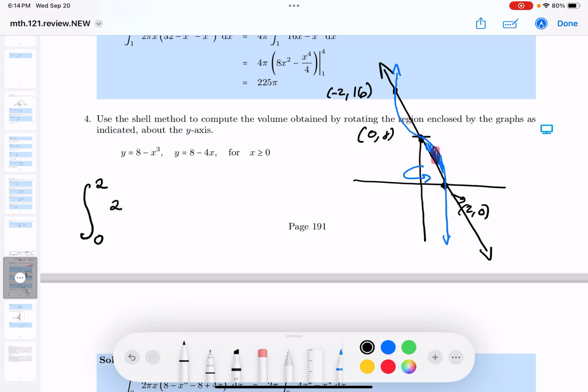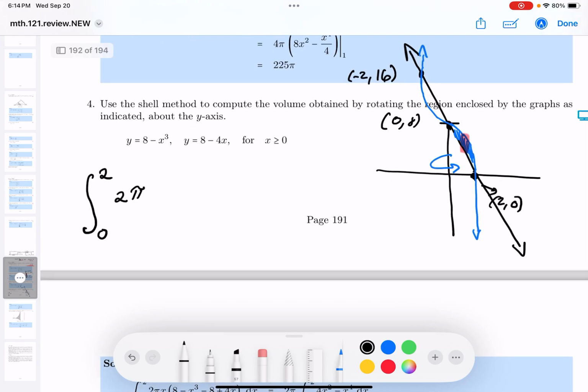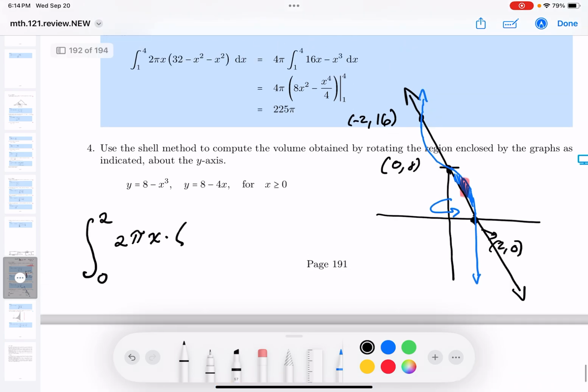And part of working problems, you start to realize that they're easy to set up once you get a visual of it. So it's going to be 2 pi x times, the upper curve is actually that cubic, which is 8 minus x cubed, minus the lower curve, which is that line. So minus 8, and minus a minus 4 is plus 4x, dx. All right? Going to keep moving through this.